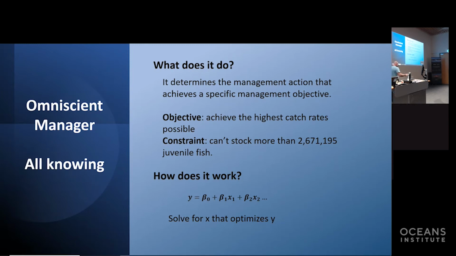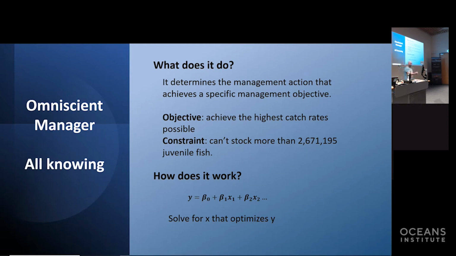This next tool is referred to as the Omniscient Manager. Okay, omniscient, all-knowing. Wouldn't that be nice, right? Okay, so what does it do? It sorts out the management action or the regulation or policy or whatever you want to call it that achieves the specific management objective. It's not about comparing option A to option B, which one's better. It's what exactly meets this objective for us, right? It's the perfect option, okay?